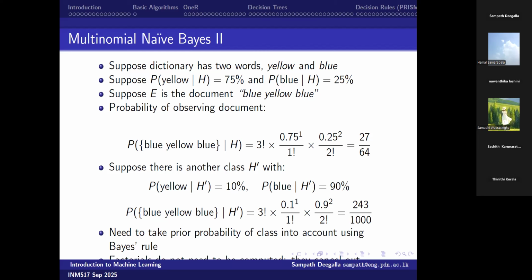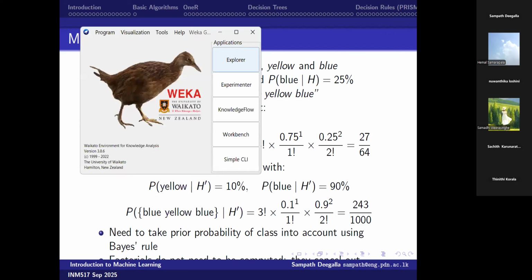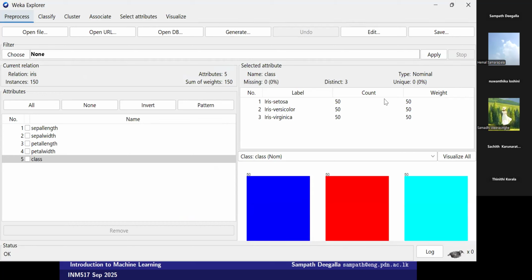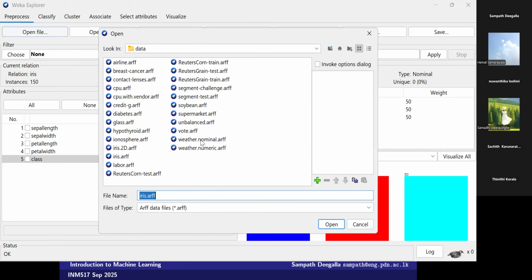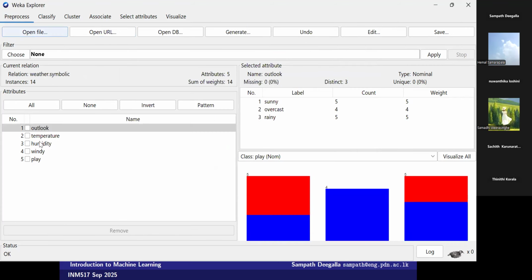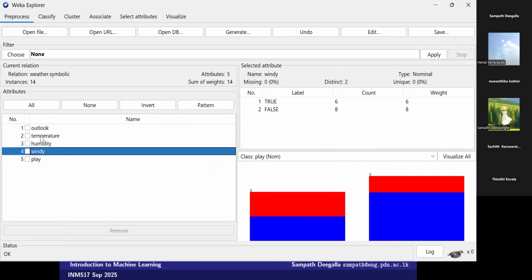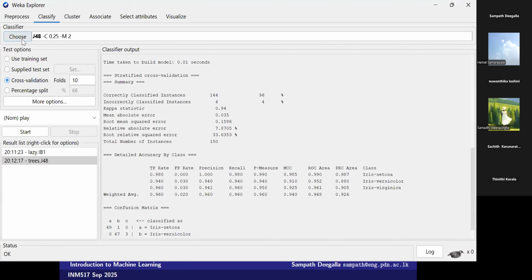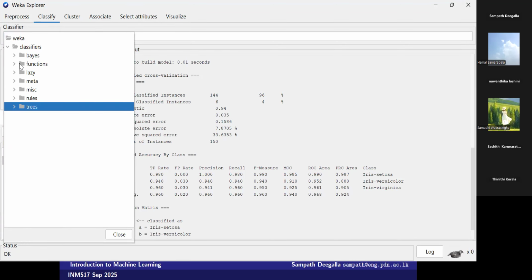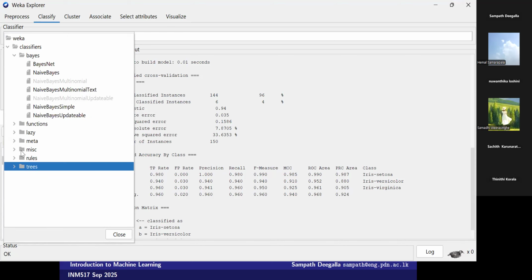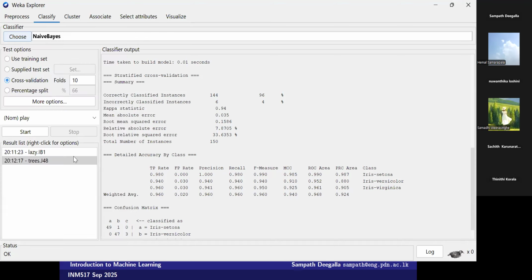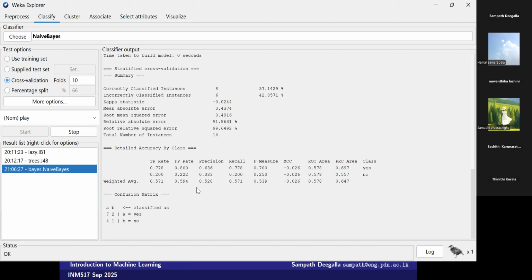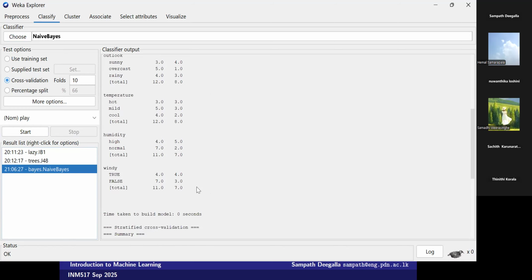Let me now show you this in WEKA. So I'm going to open up WEKA again and a data set. Let me open up a simple weather nominal. So in nominal, we have counts. We can go to classify, and then here we can go to Bayes, and then we can select naive Bayes. And when you click it, you can find out.